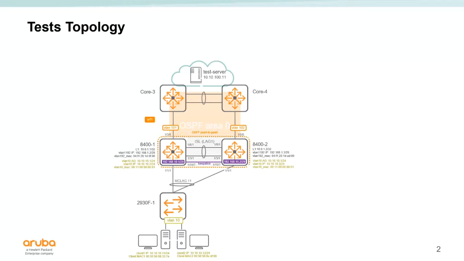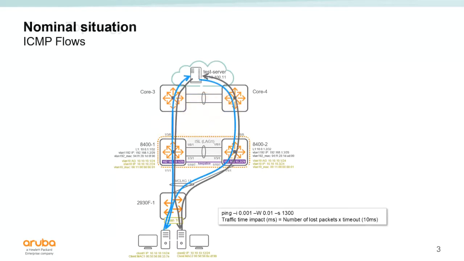Let's have a look now at the nominal situation with some ICMP flows that we will start from client 1 and client 2 to the test server. So we are going to issue pings with a timeout of 10 milliseconds. The traffic impact we are going to analyze will be the number of lost packets times 10 milliseconds.